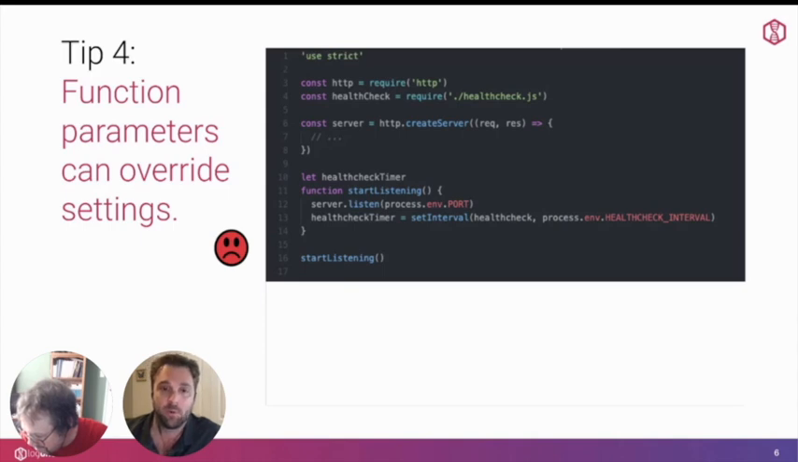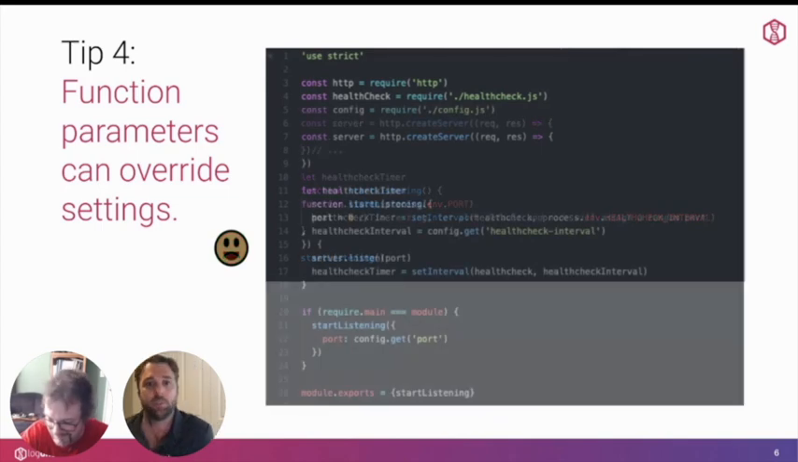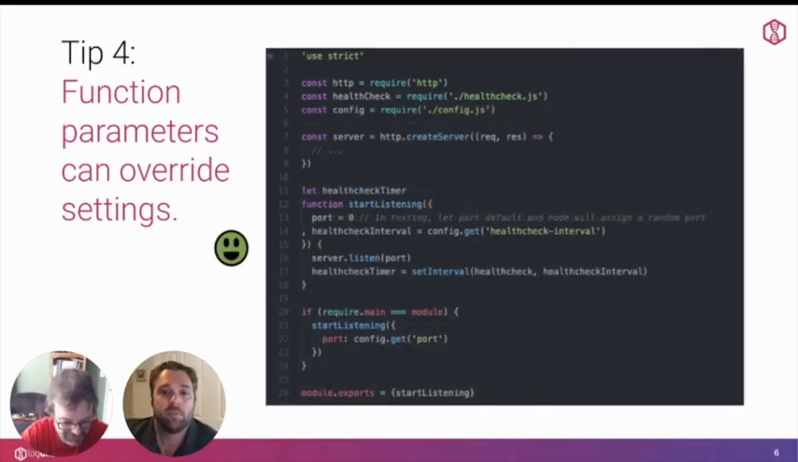And in Node, overriding environment variables is particularly sucky. So a better way to do it is to have what we call a config-driven setup, to where your functions essentially take parameters for these things. If I pass something in, it uses it. If not, call the config getter and get whatever the default should be.